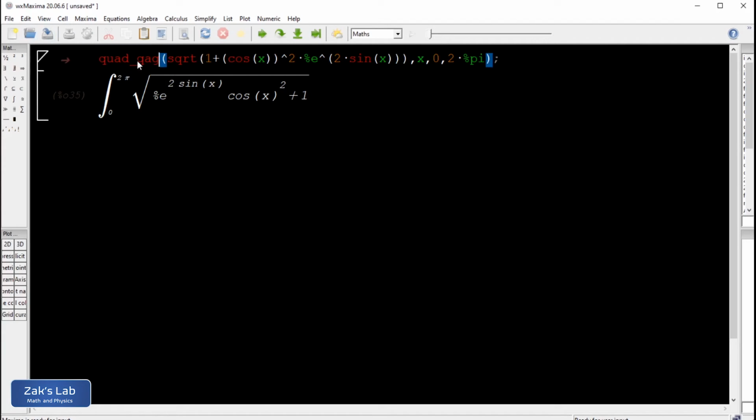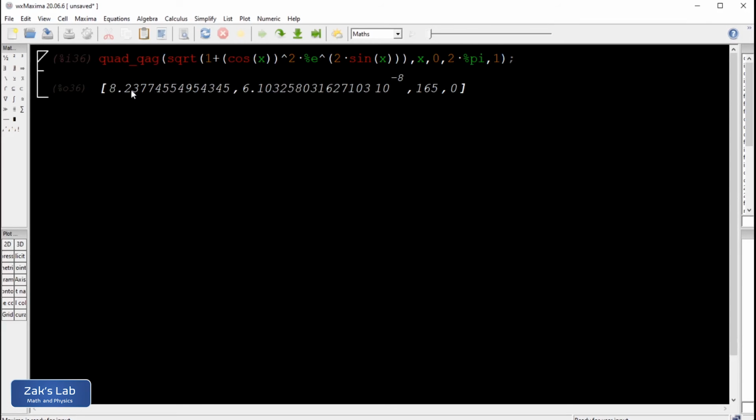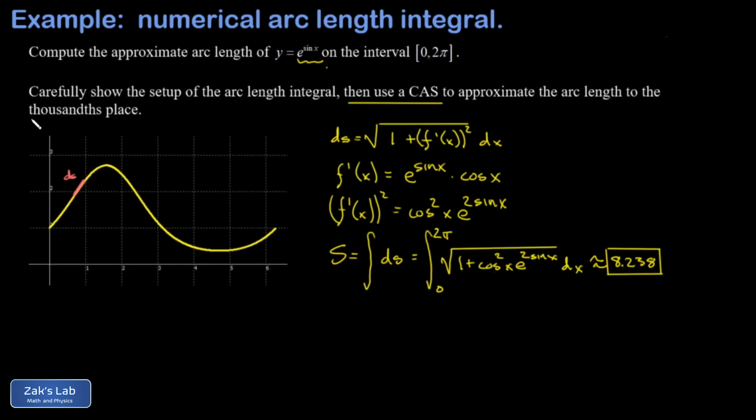To get a numerical approximation, I switch to using the quad_qag command. That requires another argument at the end where I specify which algorithm to use, just a number between 1 and 6. It doesn't matter to us which one we use. They're all the same to the thousandths place, certainly. I hit shift enter, and I get an answer that rounds to the thousandths place as 8.238. Just double checking, we were asked to get this to the thousandths place, so that's our final answer.